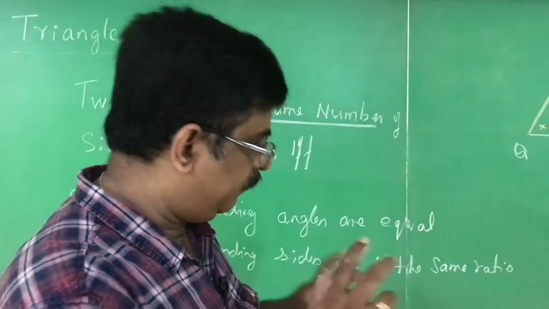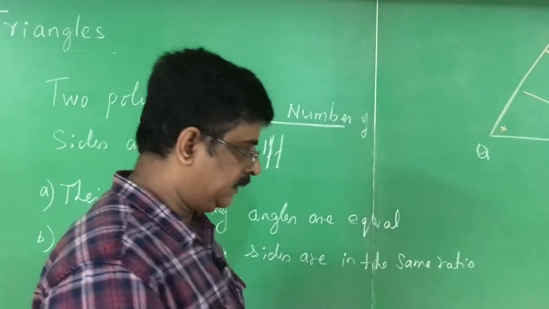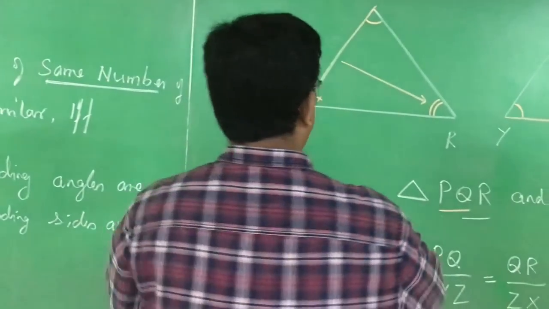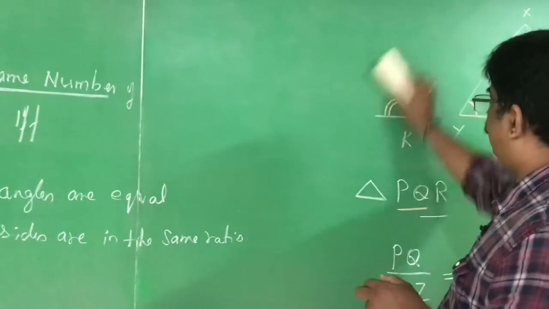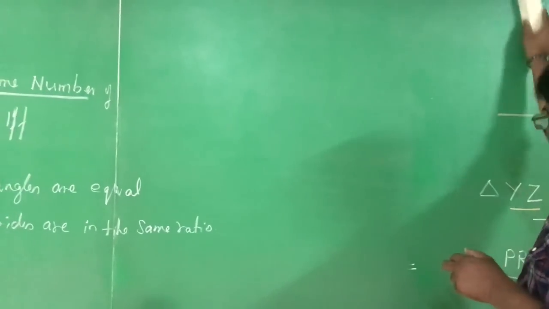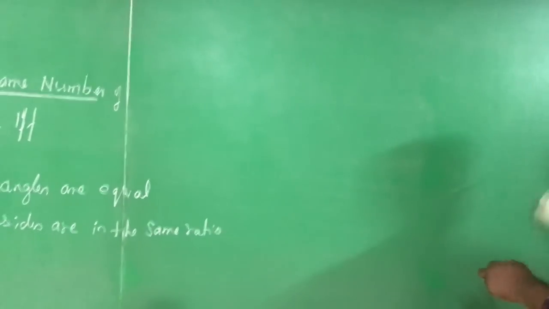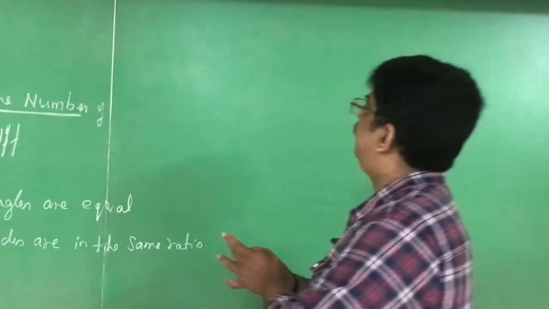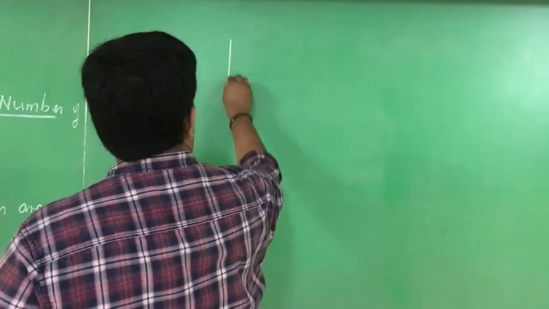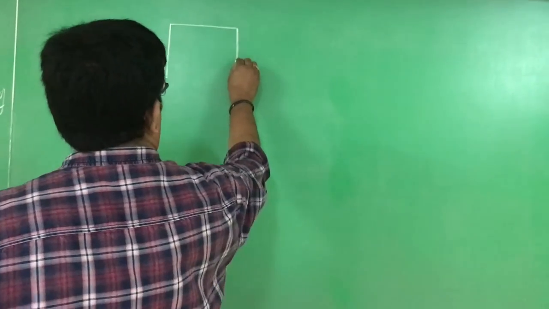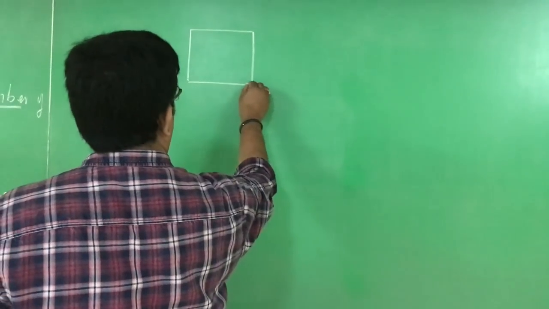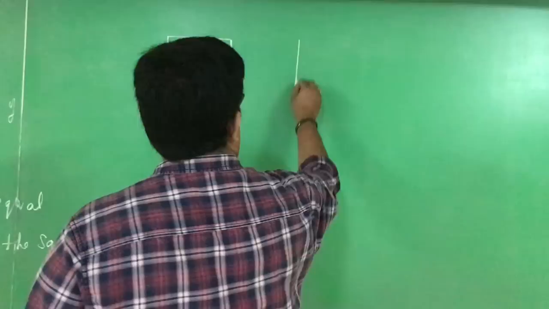Okay. Now I give 2-3 other examples given in the textbook. See, they may ask you a question. Always they ask, this is for 1 mark. The question is like this. See, here there is a square. Here there is a rectangle.